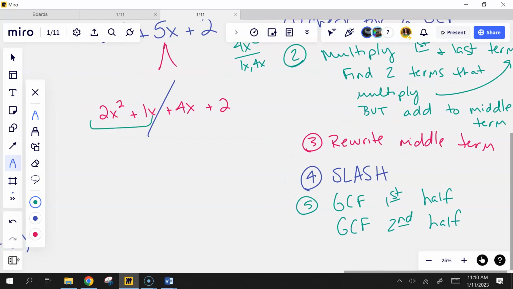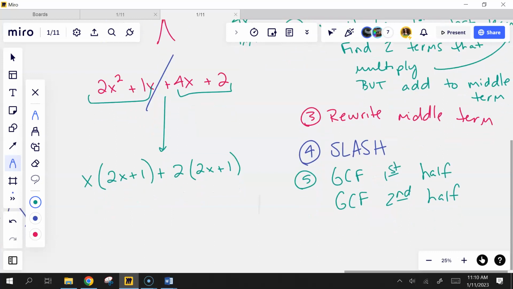What's the GCF of 2x squared and 1x? 1x. Take it out. Undistribute it. What's left? Just these first two: 2x plus 1. Good job. Now GCF the second two. And I'm going to bring this middle sign down, by the way. I didn't put that in there. 2. What's left when I take the 2 out? 2x plus 1.